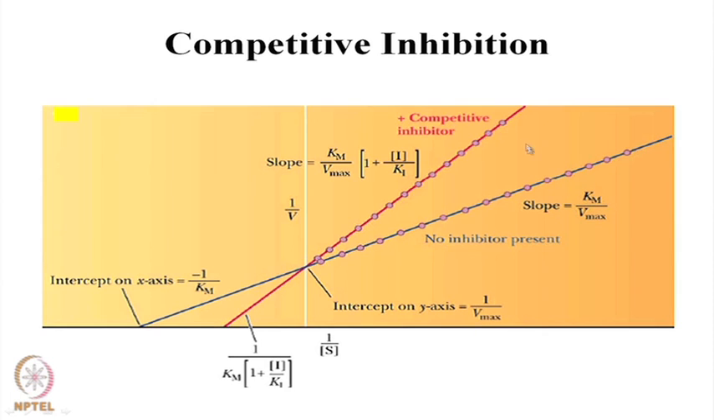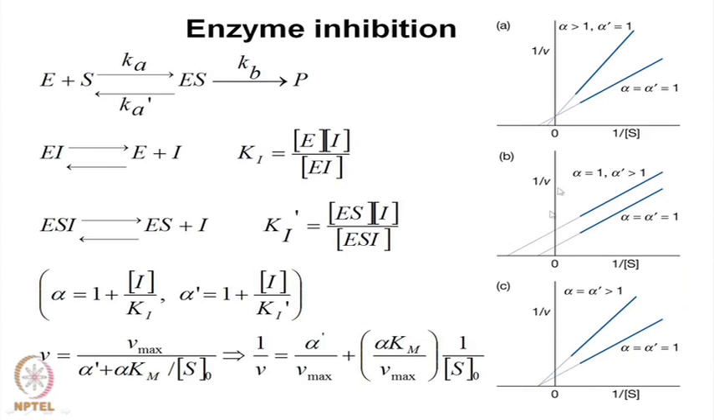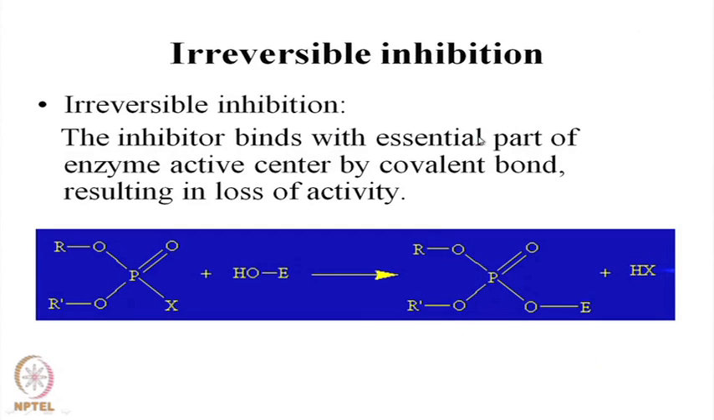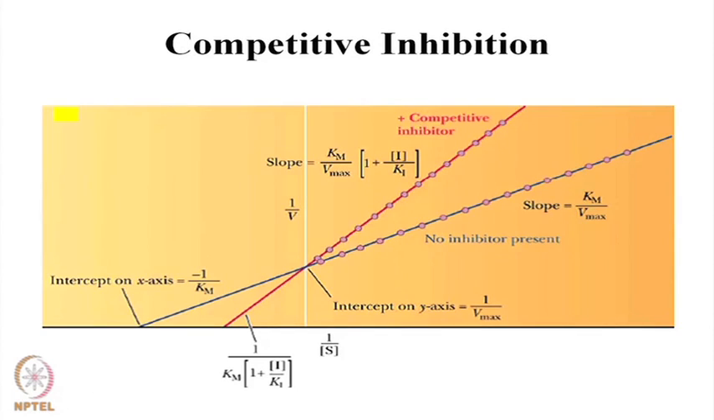So for competitive inhibition, if it is a case of competitive inhibition, you will be getting a plot like this in absence of inhibitor and in presence of an inhibitor. So this type of plot you may expect for a competitive inhibition. As I told you, this is a case of competitive inhibition. So three possibilities are there, and the first possibility we have just explored.